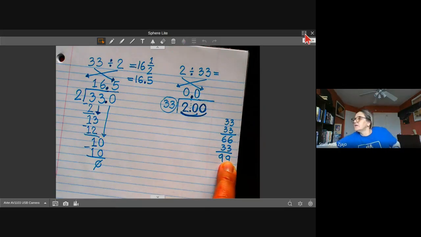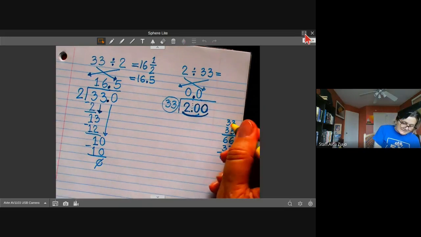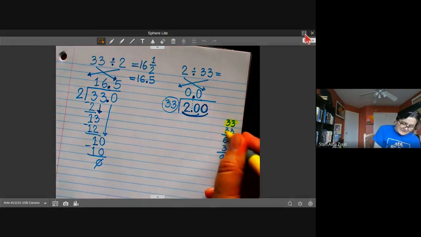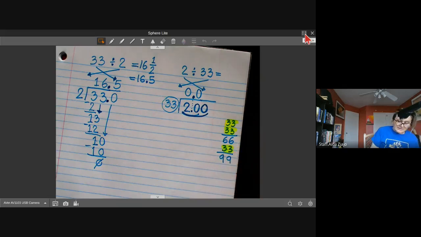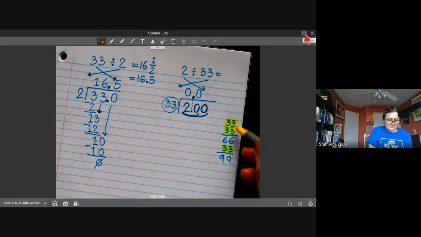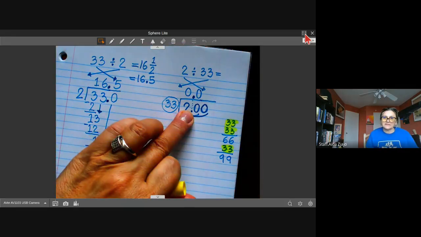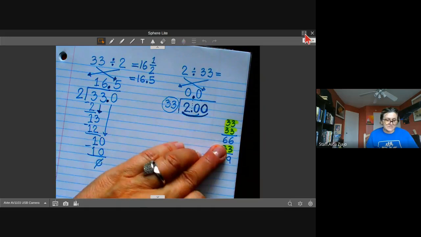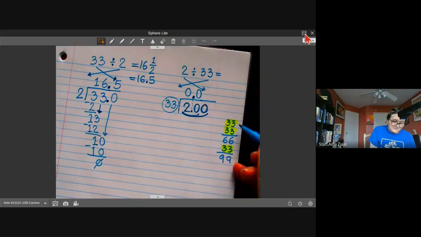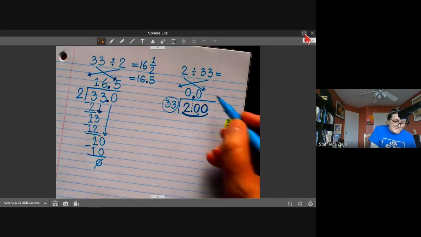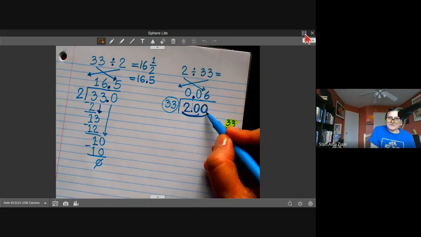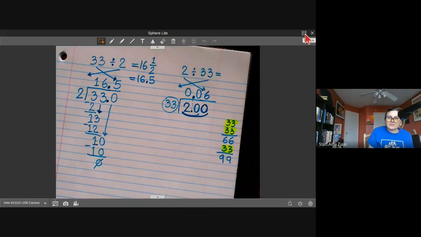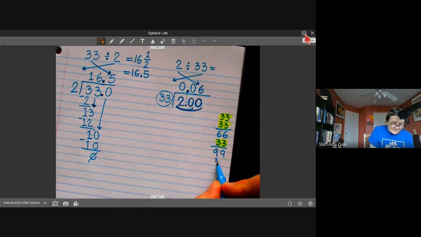You can see these 3 groups of 33 are in 99. That's about 100, correct? So 1, 2, 3 are in 100, then there must be, for 200, you can just double it and you will know that there is 1, 2, 3 in 100. It must be 6 in 200. But then I'll still prove it by adding 33.